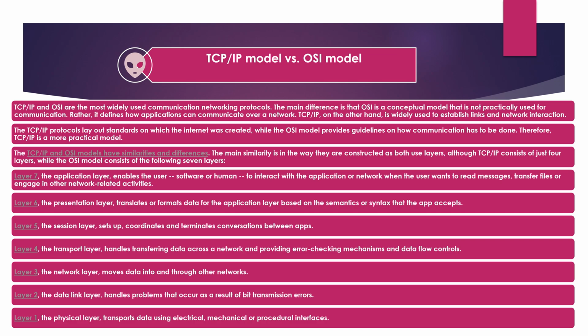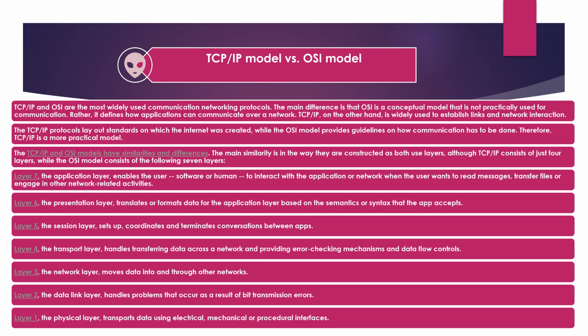As we already saw in previous slides, Layer 7, the application layer, enables the user, software or human to interact with the application or network when the user wants to read messages, transfer files, or engage in other network related activities. Layer 6, the presentation layer, translates or formats data for the application layer based on the semantics or syntax that the app accepts.